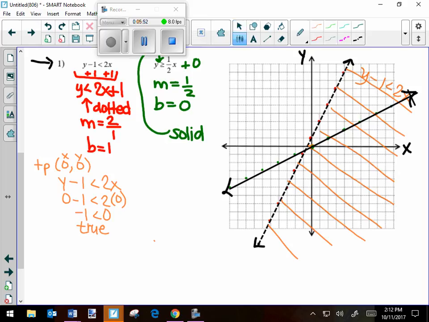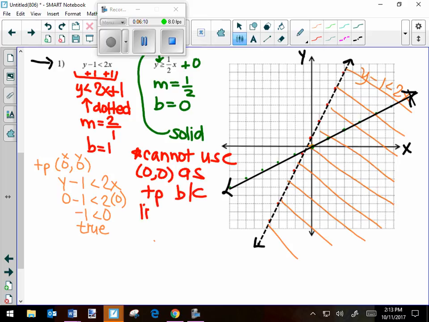I've got to pick a test point. In this particular case, we cannot use 0, 0. I'm going to put a little note here. Cannot use 0, 0 as our test point because the line passes through it. So I've got to pick a different test point. And my options are limitless. I can pick any point I want as long as it's on one side of the line or the other.